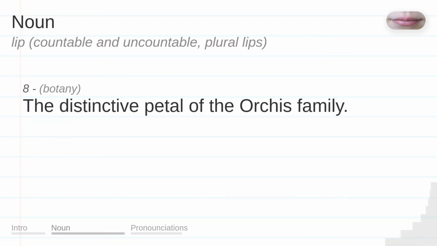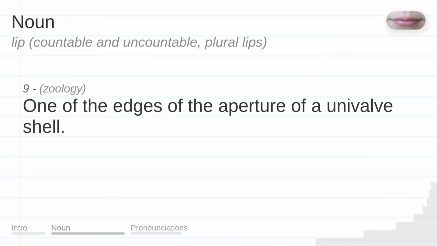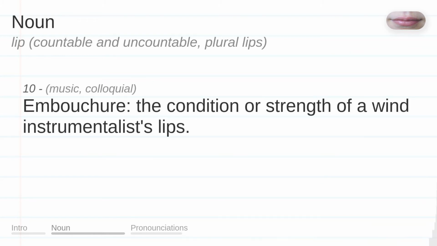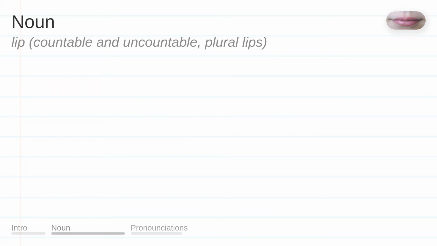The distinctive petal of the orchis family. One of the edges of the aperture of a univalve shell. Embouchure. The condition or strength of a wind instrumentalist's lips.